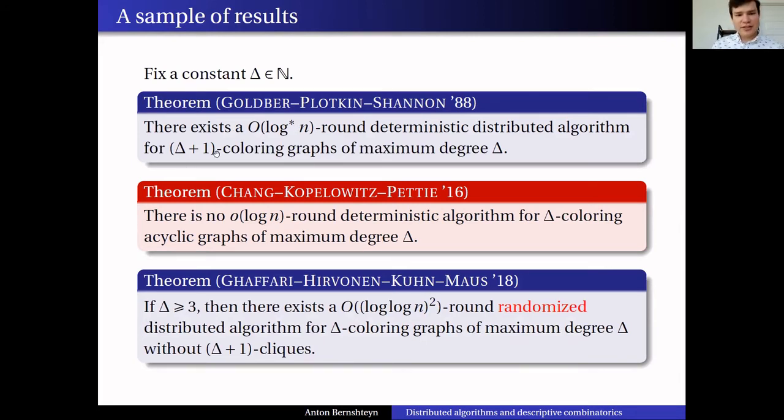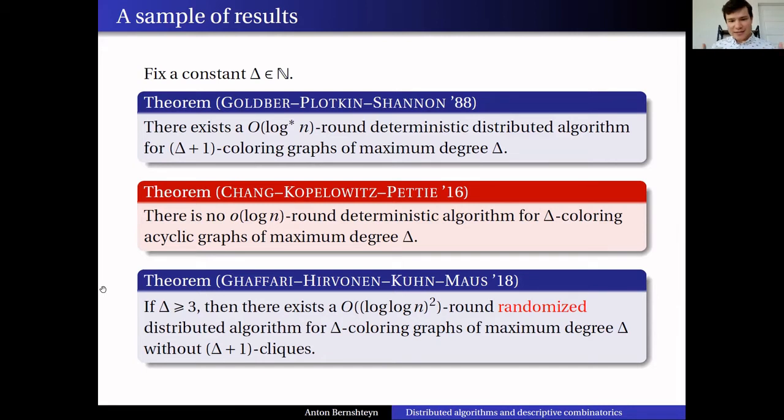On the other hand, it turns out that if you want to reduce the number of colors just by one, to produce a delta coloring of a graph, then it's impossible to do with a deterministic algorithm in little o of log n rounds, even if the graph is acyclic, so a tree, in other words. Even on trees of maximum degree delta, there is no little o of log n round deterministic local algorithm for delta coloring.